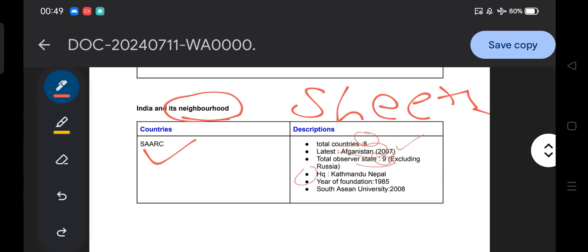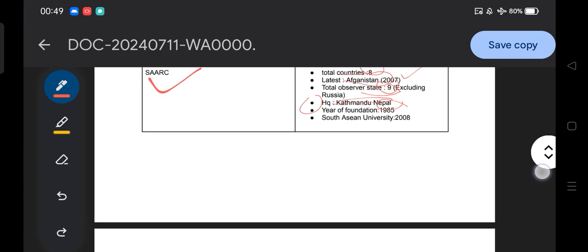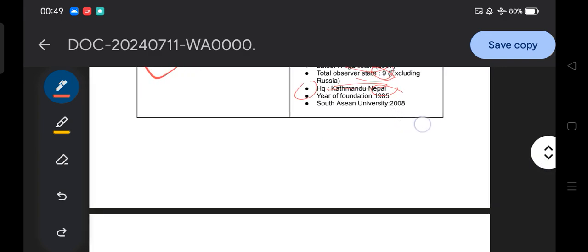Then the headquarters of SAARC is Kathmandu, Nepal, okay. So in which year was SAARC formed? 1985. In the recent cancelled UGC NET examination, they asked the question: SAARC was founded in which year? It is 1985. Then, along the lines of SAARC, South Asian University was established in 2008 in New Delhi, India, okay guys.